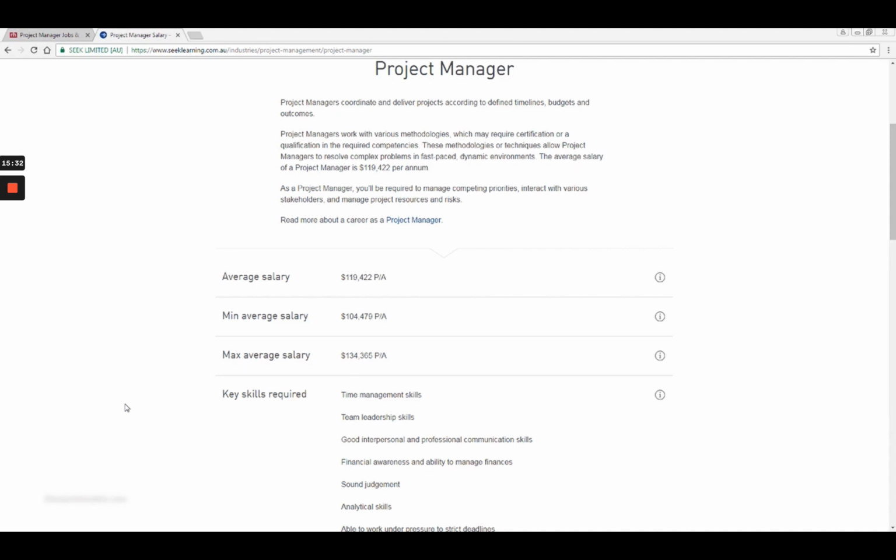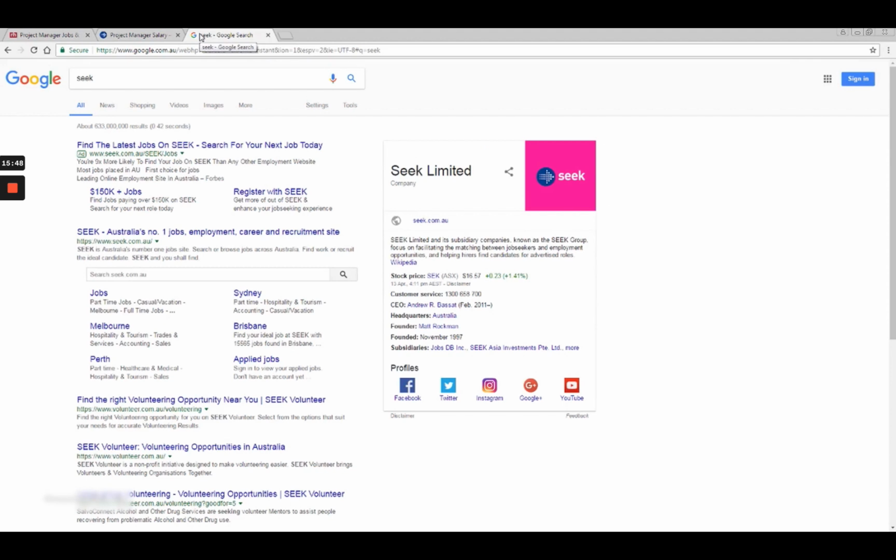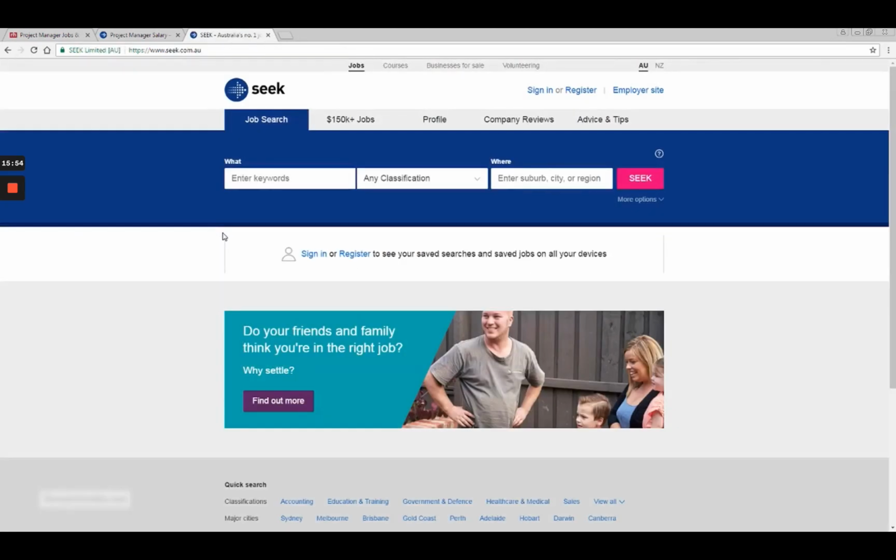And let's just go out there and see a couple of job opportunities so we see the number of how many you can find and the salaries as well. So I'm going to take you to Seek, which, like I said, is probably the biggest job market search engine here in Australia. Okay, so let's go to Seek. And this is what Seek looks like. And I'm going to enter here in the keywords project manager.